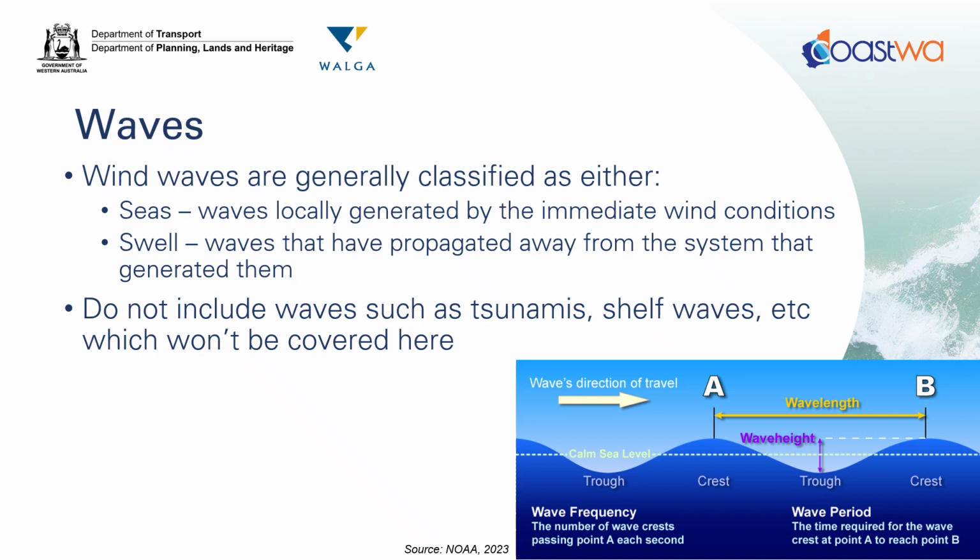So that concludes water levels. Now we get on to looking at waves. There are generally two different types of waves that we're going to consider here. There's seas, which are locally generated waves by the immediate wind conditions that surround the site. And then there's swell. These are waves that have propagated away from a system that generated them and then impact the coastline. I'm not going to talk about tsunamis, shelf waves, etc.